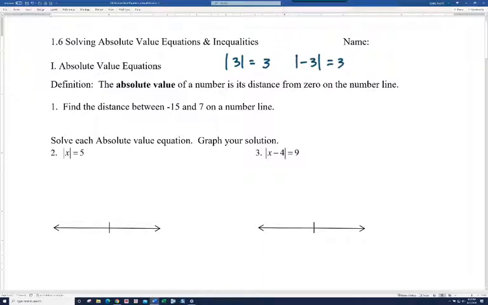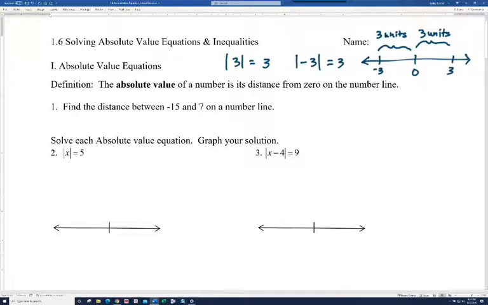on the number line. So because it's a distance, it's always going to be positive. And in fact, if you draw a number line, you can certainly see the distance from 0 to 3 on the number line is 3, and that's also true for -3. All right, so let's look at some problems here.